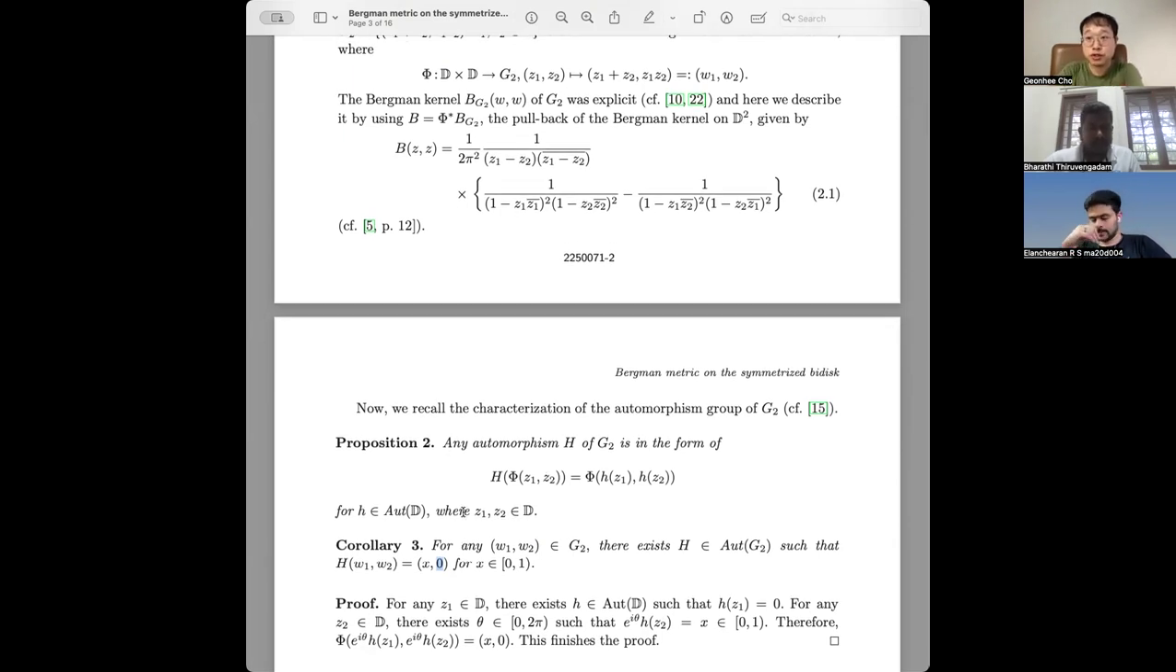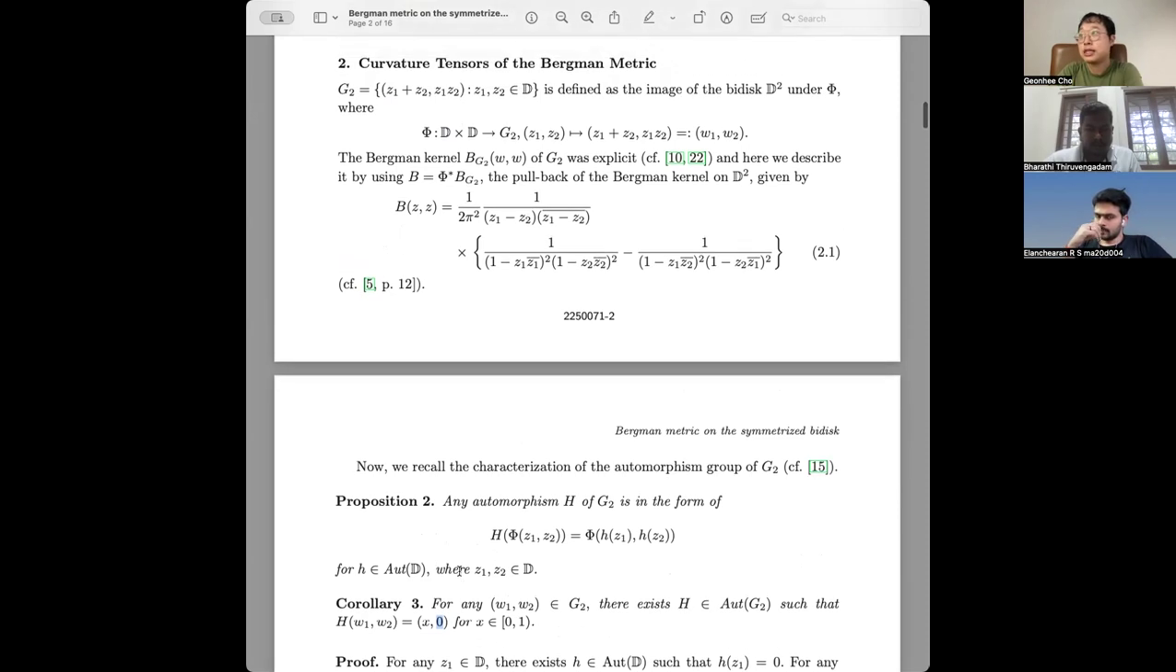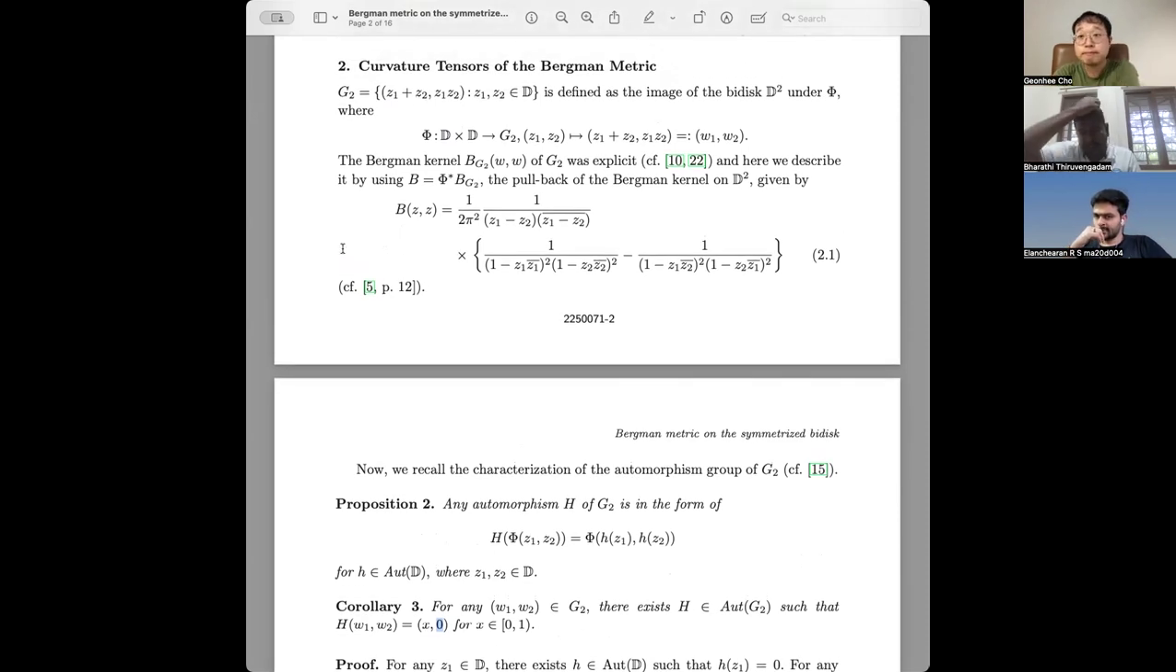If there's no question, then what we need to see is that the automorphism group of the bidisk is homogeneous. I mean, the bidisk is a homogeneous domain, right? The bidisk itself is homogeneous for sure, but the symmetrized bidisk is not homogeneous.